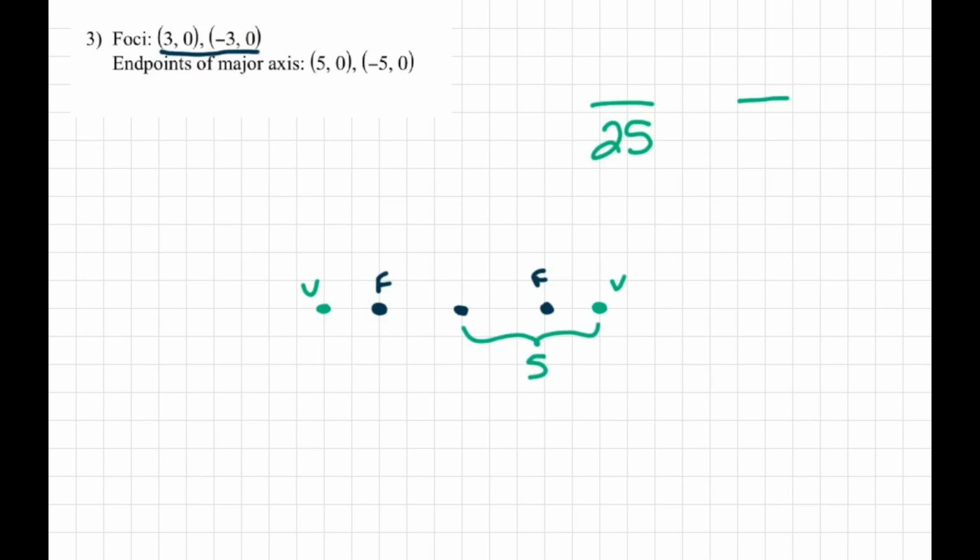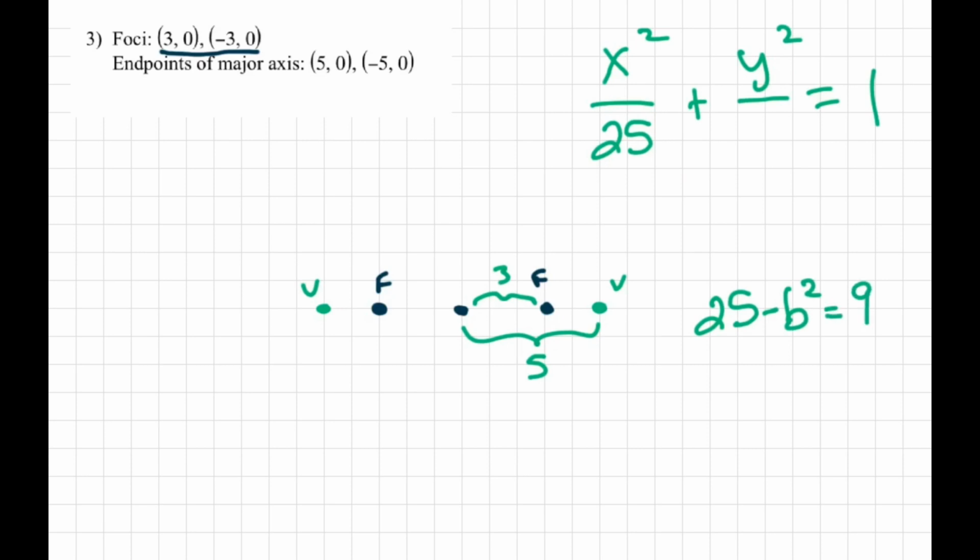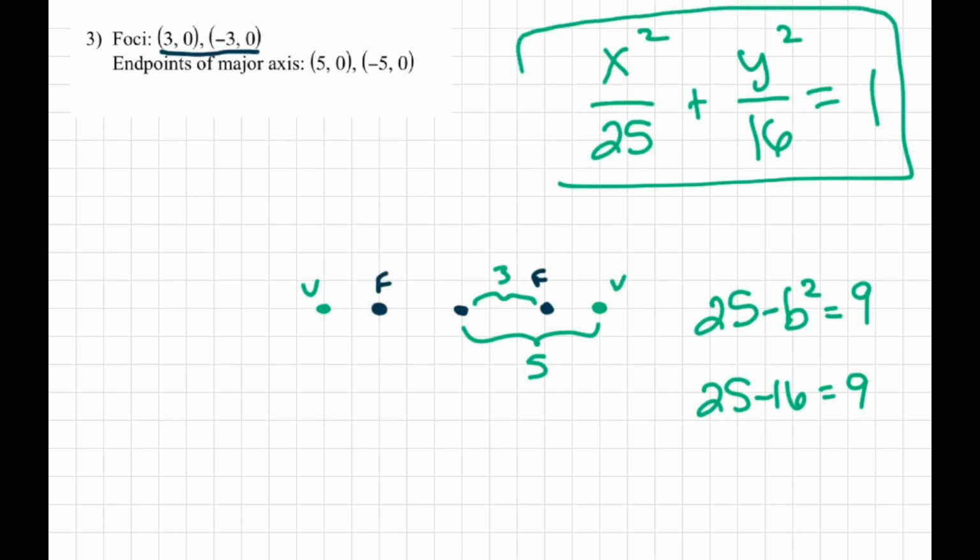And just like we did on the last problem, the center is at (0, 0), so that's easy to do. What I'm going to do is I'm going to say, well, since the foci are 3 away, I know that 25 minus whatever b squared is has to be 3 squared, which is 9. And so the difference between 25 and 9 is 16. So 25 minus 16 is equal to 9. So this number right here has to be a 16.